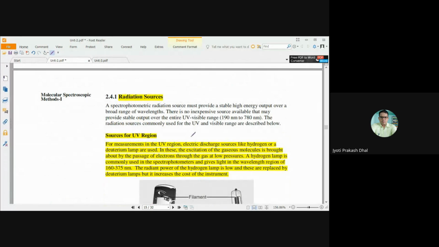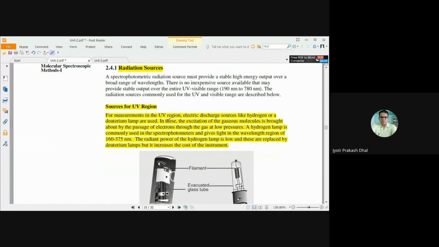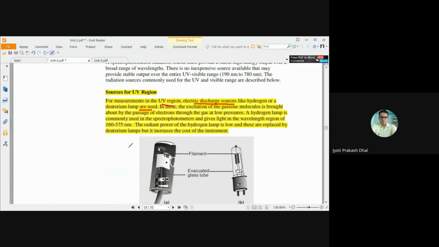The first one is radiation source, that is the source of UV region. For the measurement of UV region, electric discharge sources like hydrogen or deuterium lamp are used. These are the source of electromagnetic radiation in the UV region. In these, the excitation of the gaseous molecule is brought about by passage of electrons through the gas at low pressure. A hydrogen lamp is commonly used for the spectrophotometer and gives light of wavelength region within 160 to 375 nanometer.